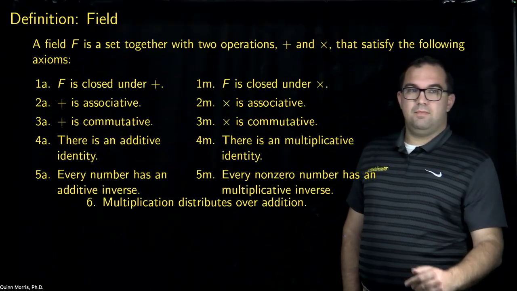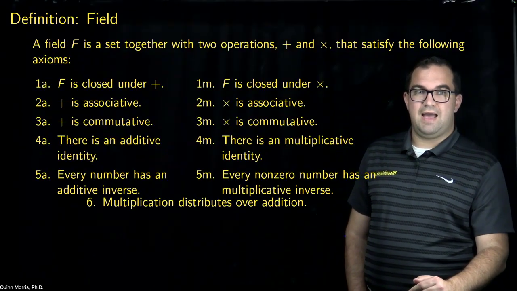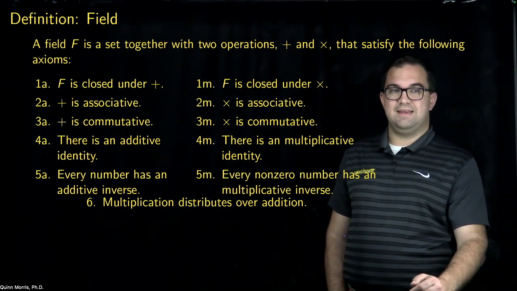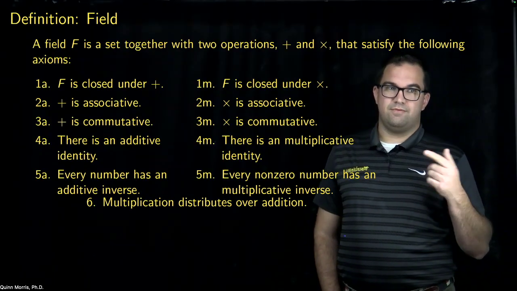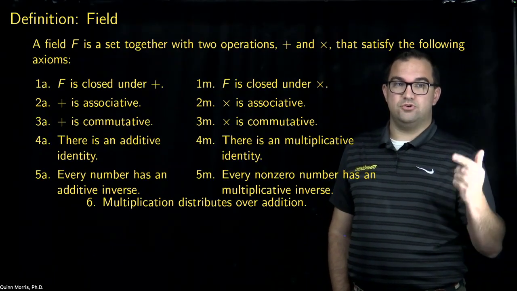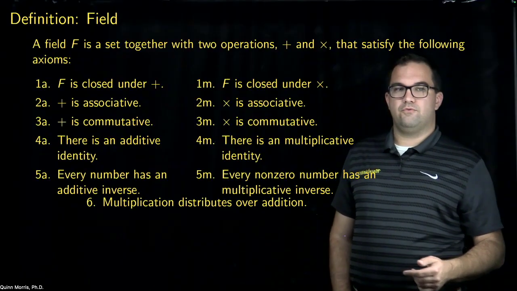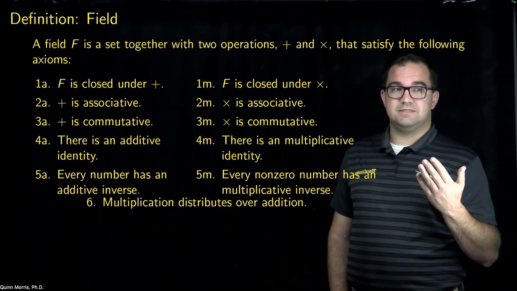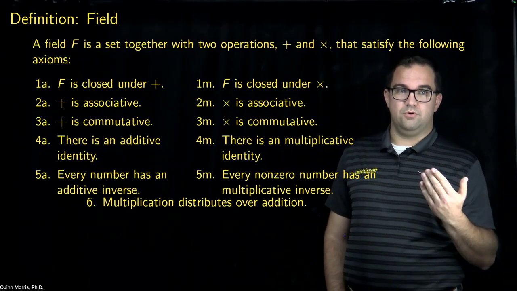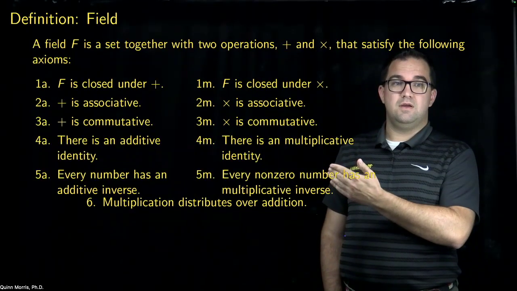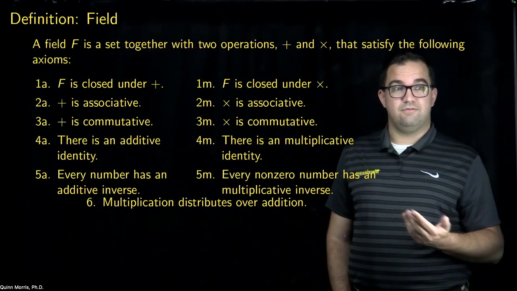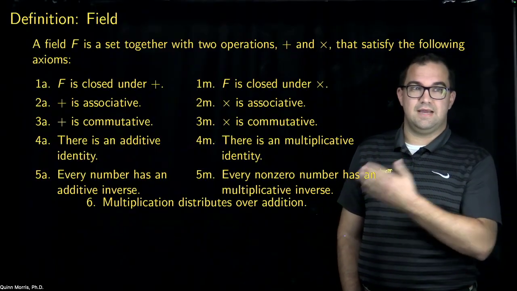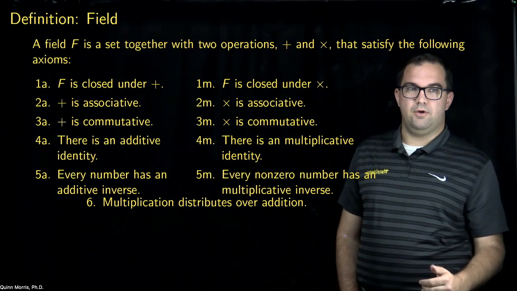5A and 5M both give you the existence of additive and multiplicative inverses. So 5A says every number has an additive inverse in F, so in your set. For real numbers, these are just the negatives. So 5 is a real number. Negative 5 is also a real number. 5 plus negative 5 is 0, which is why 5 and negative 5 are additive inverses. Likewise, negative 10's additive inverse is 10, because negative 10 plus 10 is 0.